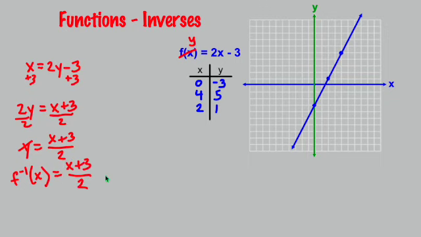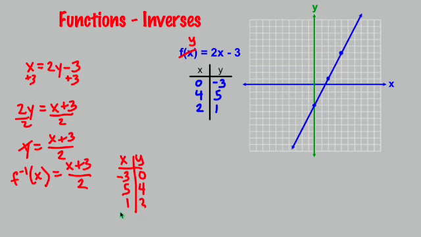In terms of graphing, check this out. I'm going to go ahead and make my t-table right here, and I'm going to put x and y here. I'm going to plug in a negative 3. Negative 3 plus 3 is 0. 0 divided by 2 is 0. I'm also going to plug in a 5. 5 plus 3 is 8. 8 divided by 2 is 4. And then I'm also going to plug in a 1. 1 plus 3 is 4. 4 divided by 2 is 2.